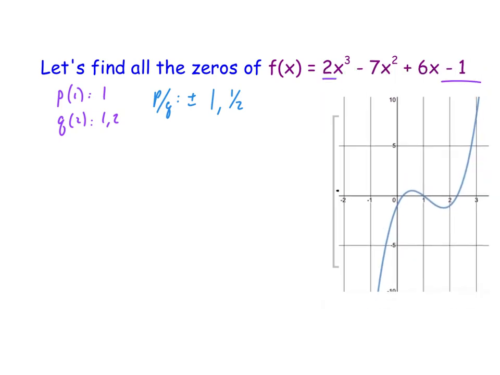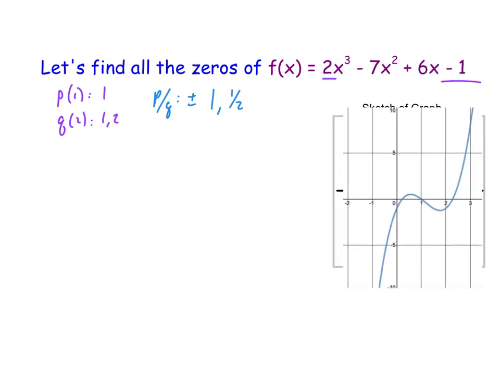So let's see how that matches up to our graph. So we sketch that out. Well, definitely seeing that 1 there. So that's what I'm going to use on my synthetic division. So that's easy enough. So 1, check for gaps, no gaps. 2, -7, 6, -1, drop the 2. Multiply, get -5. Add, get 1. Multiply, get 1, add, get 0. Alright, cool.